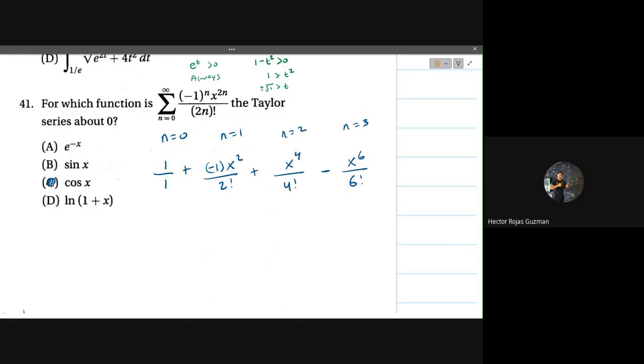Cosine and sine have a very similar expanded series, but cosine has the even powers, the even denominators. This was cosine. Sine would have been x minus x cubed over 3 factorial plus x to the 5 over 5 factorial. So it was just cosine.